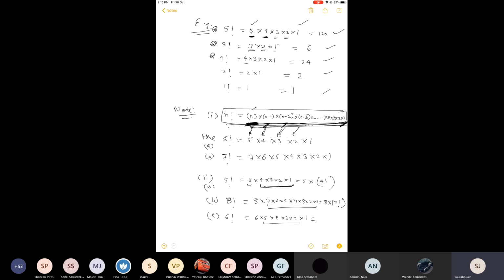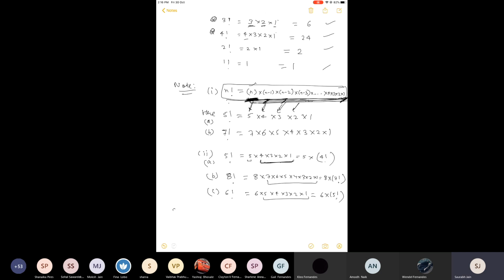So this is 6 into, you can write the next product as product of first 5 natural numbers as 5 factorial. Okay. So can anyone tell me, if I have to write n factorial, n into n minus 1 into n minus 2 and so on, how can I write it in the same way? Following these examples, n into n minus 1 factorial. Yes, n into n minus 1 factorial.